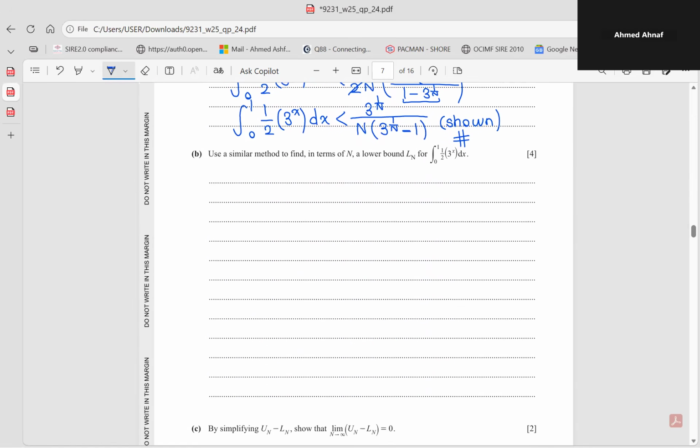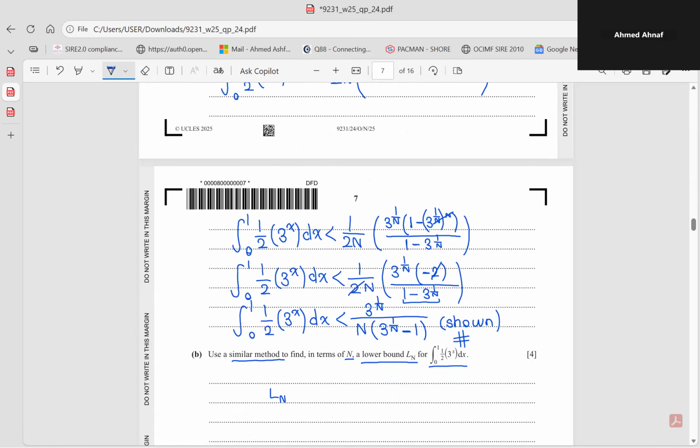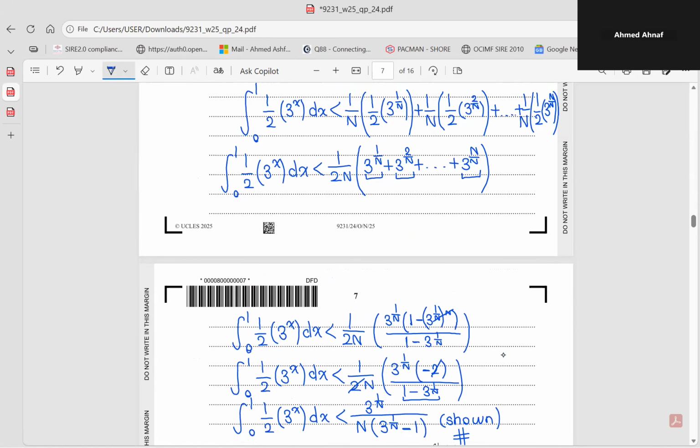Let's move on to the next part. Okay, so now we're told to use a similar method to find, in terms of big N, a lower bound L_N for this. L_N is literally the opposite of U_N, the expression we found in the previous part. So L_N is obviously supposed to be less than this. In other words, this integral right here is supposed to be more than L subscript big N.